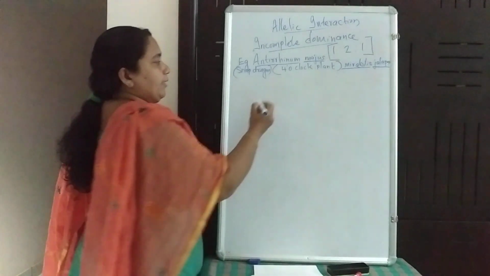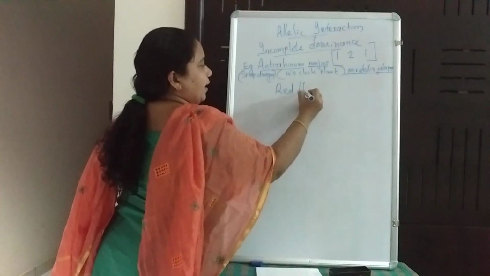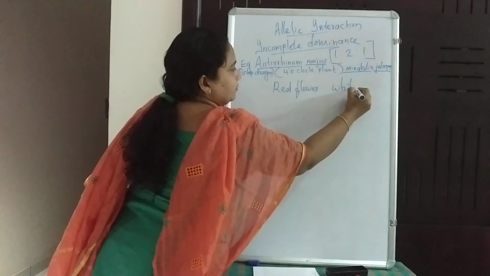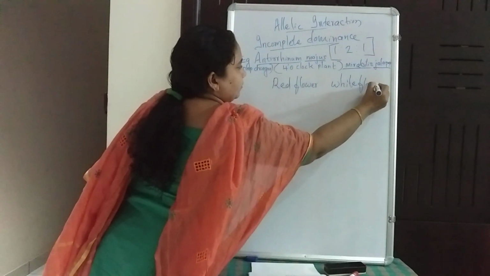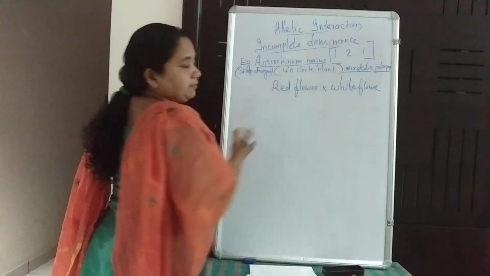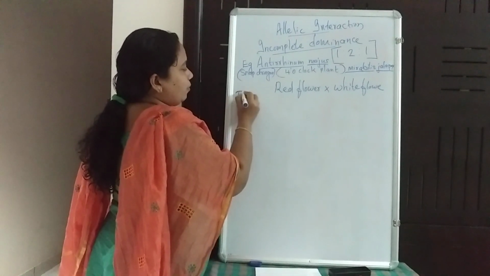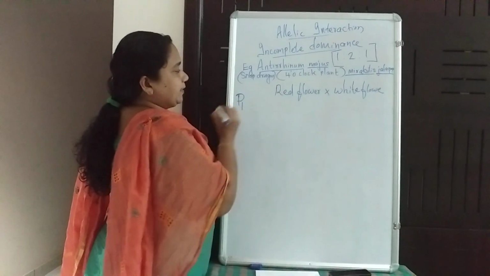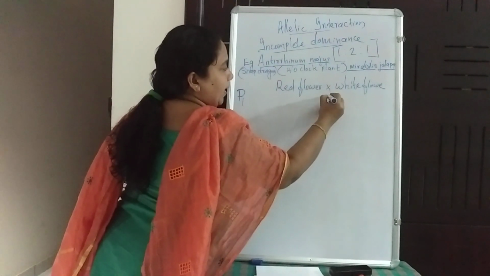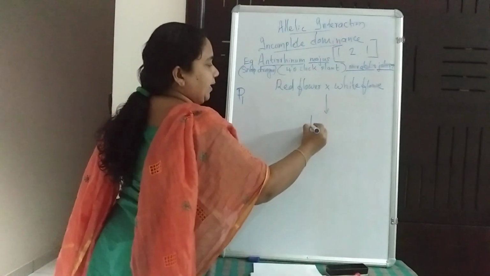One is red flower color and another is white flower color. We selected these two as parents. We can call it P1, or the first parent. And when we cross these two plants, the progeny obtained is pink in color.